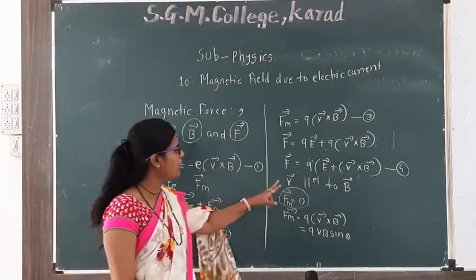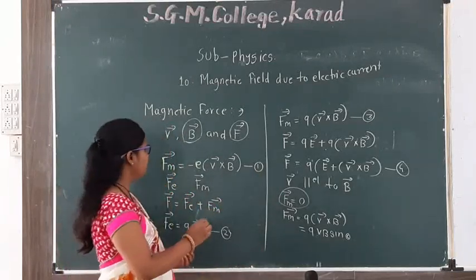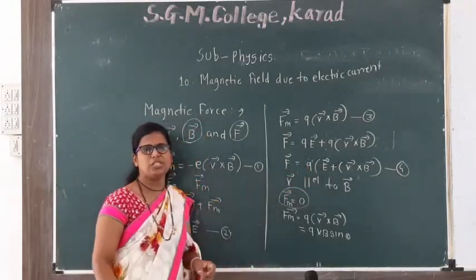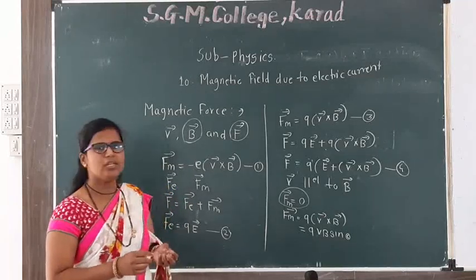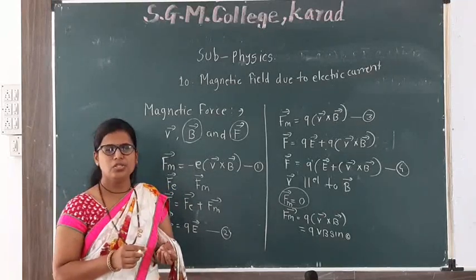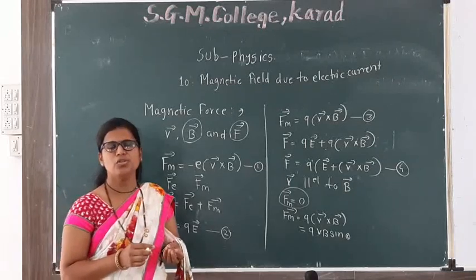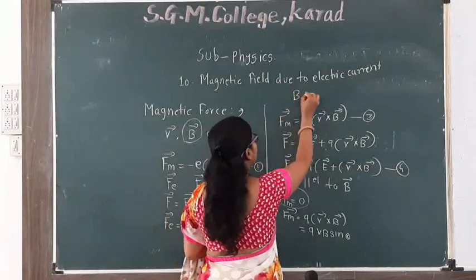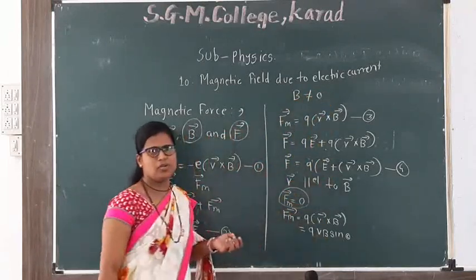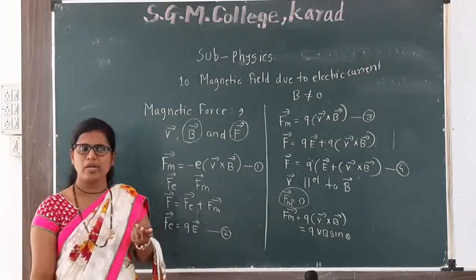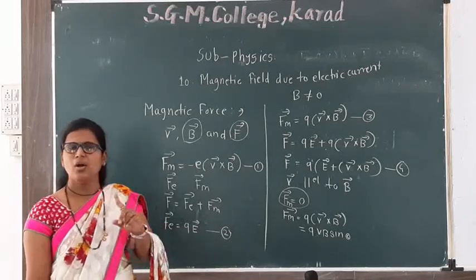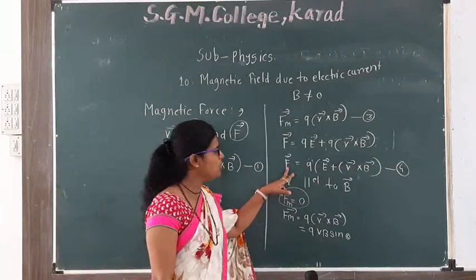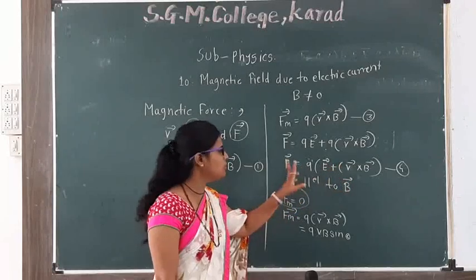If the charged particle Q is stationary, the force is also 0. Velocity is 0, but the magnetic field is not equal to 0. The force is 0, the velocity is 0, but the magnetic field is not 0. This is equation 4, which represents the Lorentz force.